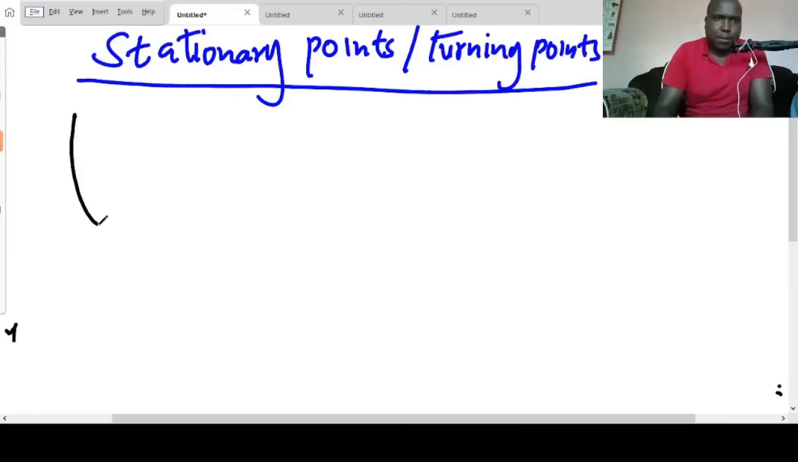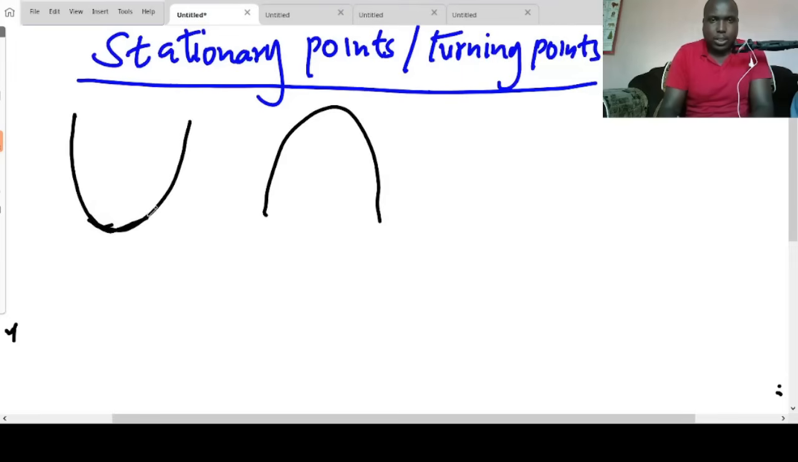This is our curve, and we have another curve like this. So this curve has this point here. This is the turning point. The turning point, the place where the curve turns, is what we call the turning point. For this one, the turning point is here. So this one is the turning point or a stationary point, and this one is also a turning point. These are what we call the turning points of a curve.